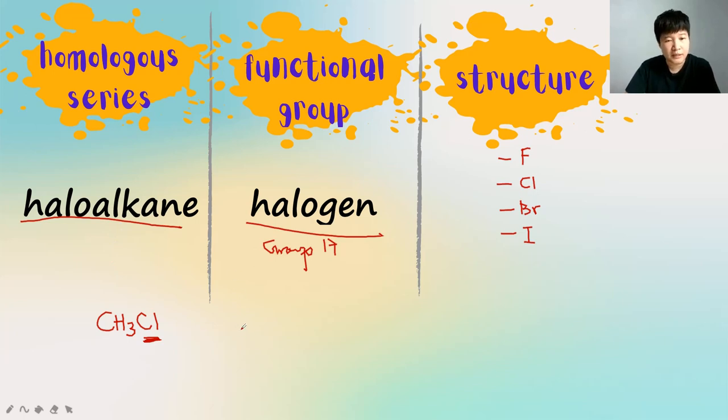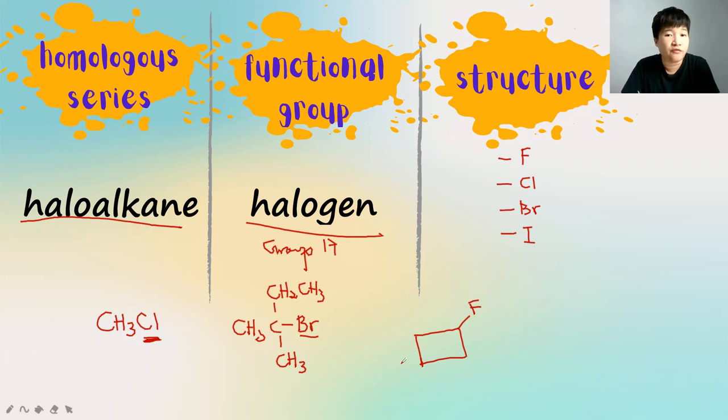It could be more complicated or slightly longer. It could have more carbon, but holding Br. That is also your haloalkane because of the presence of halogen. It could also be in a ring, a 4-carbon ring, and this ring is holding fluorine. So that is also your functional group of halogen, and this will still be under the homologous series of haloalkane.